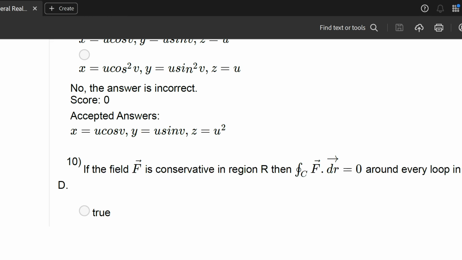Yes, tell me. Actually, integration over a closed curve will always be equal to 0, no? And such a field is called conservative. No, here they are using the symbol integration over a closed curve, so that will always be 0. No, not always 0, ma'am. Integration over a closed curve will be 0, no?